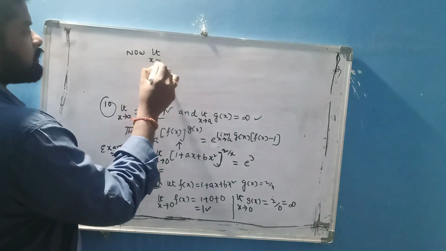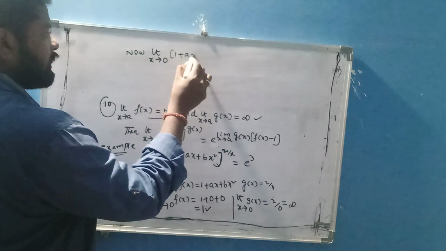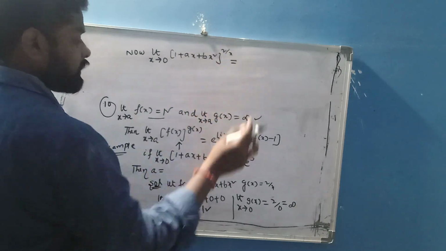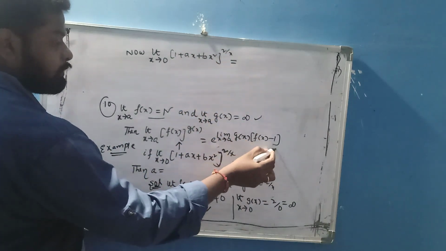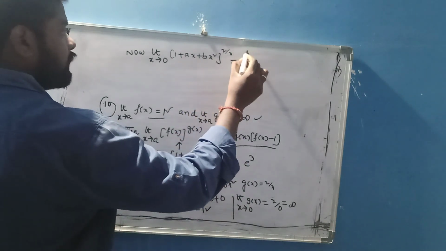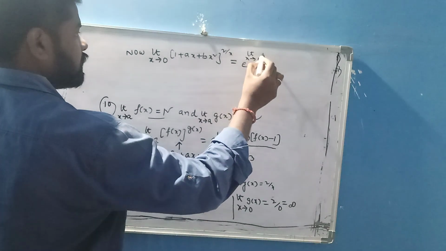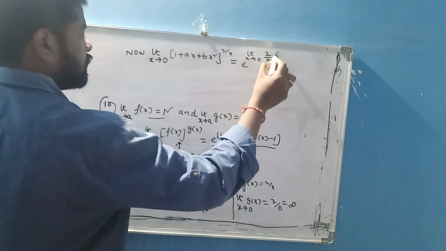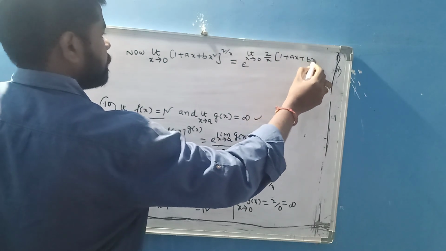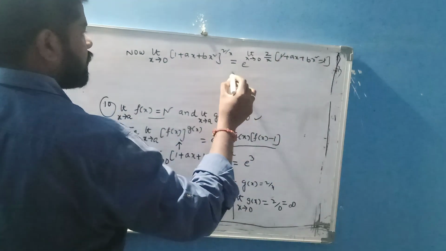Now limit x tends to 0, 1 plus ax plus bx square whole power 2 by x equals, what is the condition? Please remember this condition: e power limit x tends to 0, g of x into f of x minus 1. What is g of x? 2 by x. Into 1 plus ax plus bx square minus 1. Here plus 1 minus 1 cancel.